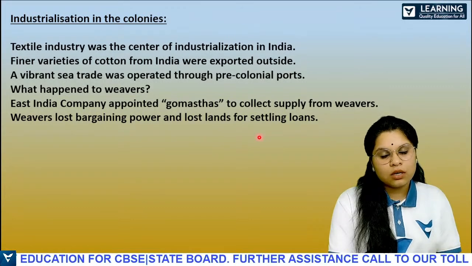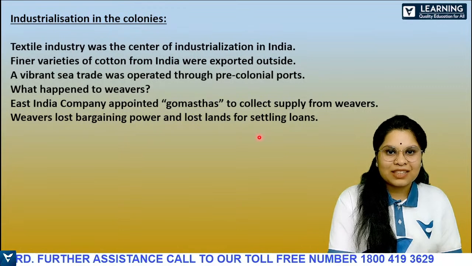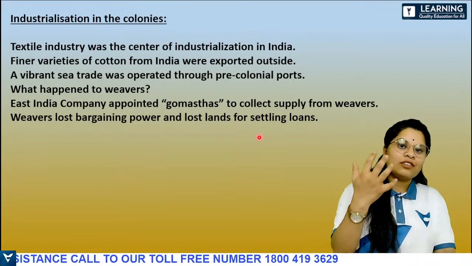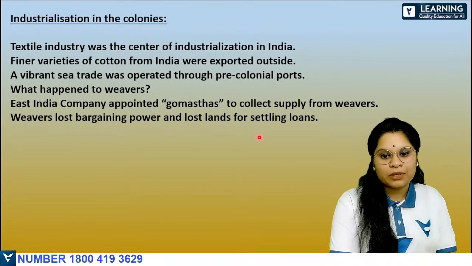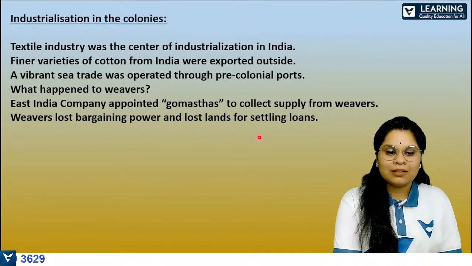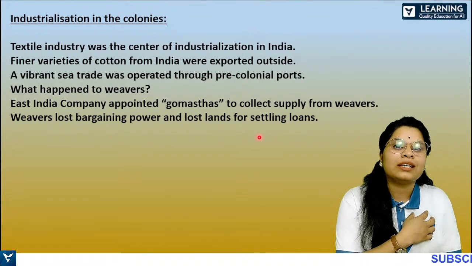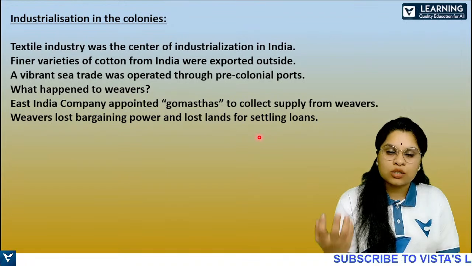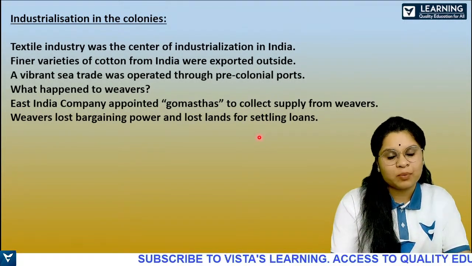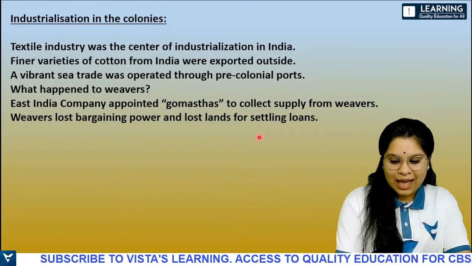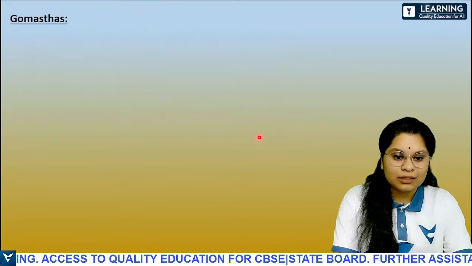So weavers lost bargaining power and lost lands for settling loans. This again hit the stomach of the workers. Whatever they did out of their hard work, they ultimately gave to the Gomasters, who gave it to the Britishers. The worker was a poor fellow, he couldn't bargain anymore, and he lost all his lands in terms of spending loans, the debt basically. So this happened during the industrialization period in the colonies.